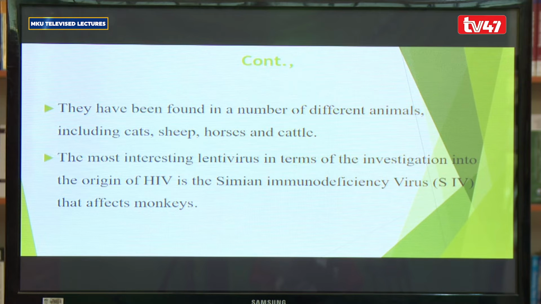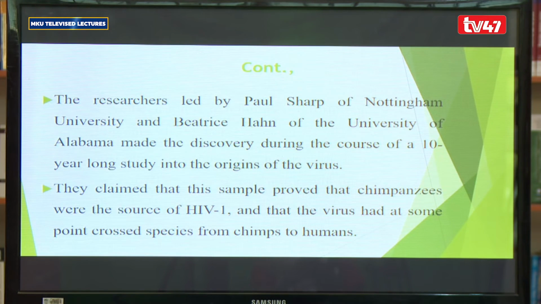So we talk about this theory of monkeys, because this has been found in monkeys, although it also has been found in cats, sheep, horses, and cattle. So there is that interaction between the monkeys and the human beings, and that is maybe why this theory is explaining about the HIV.